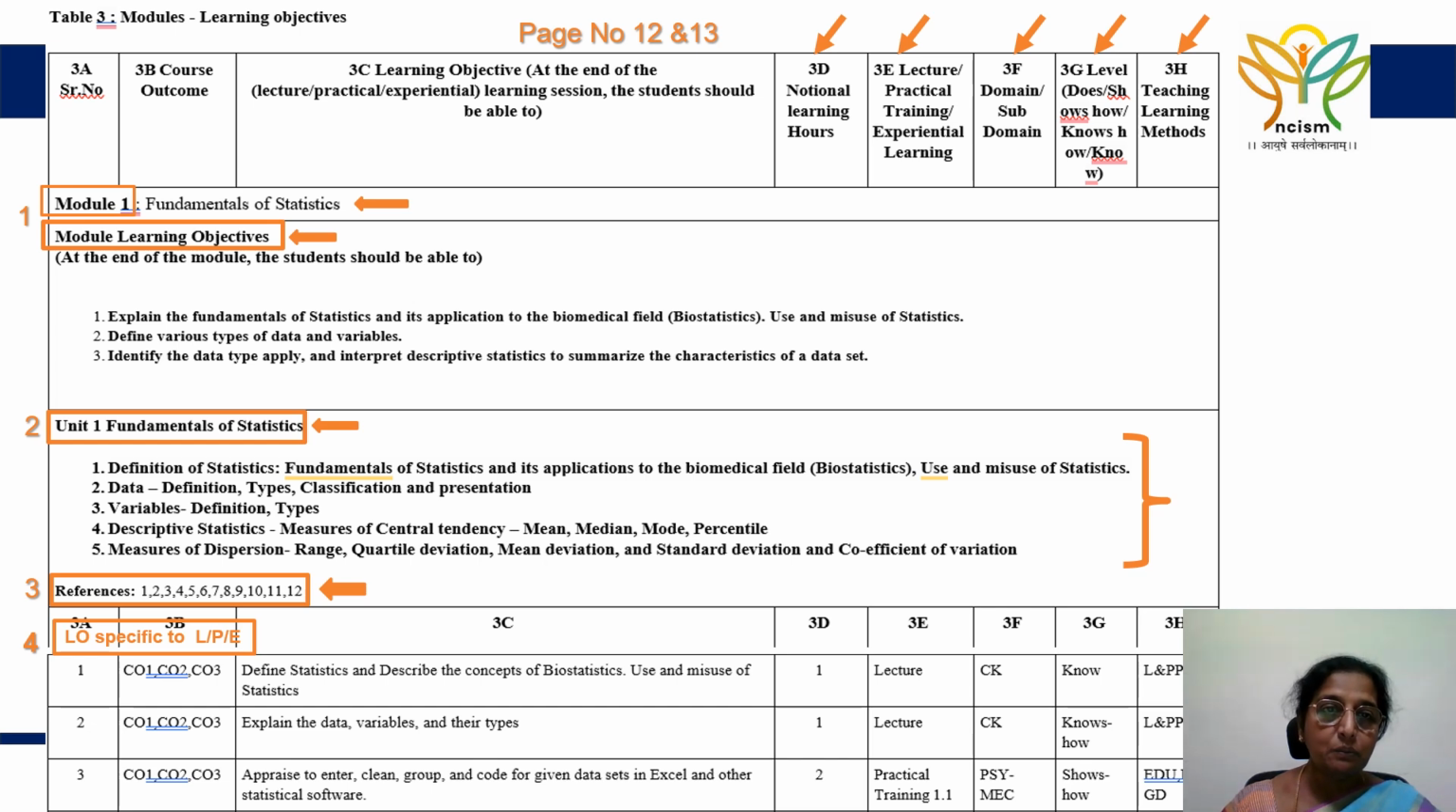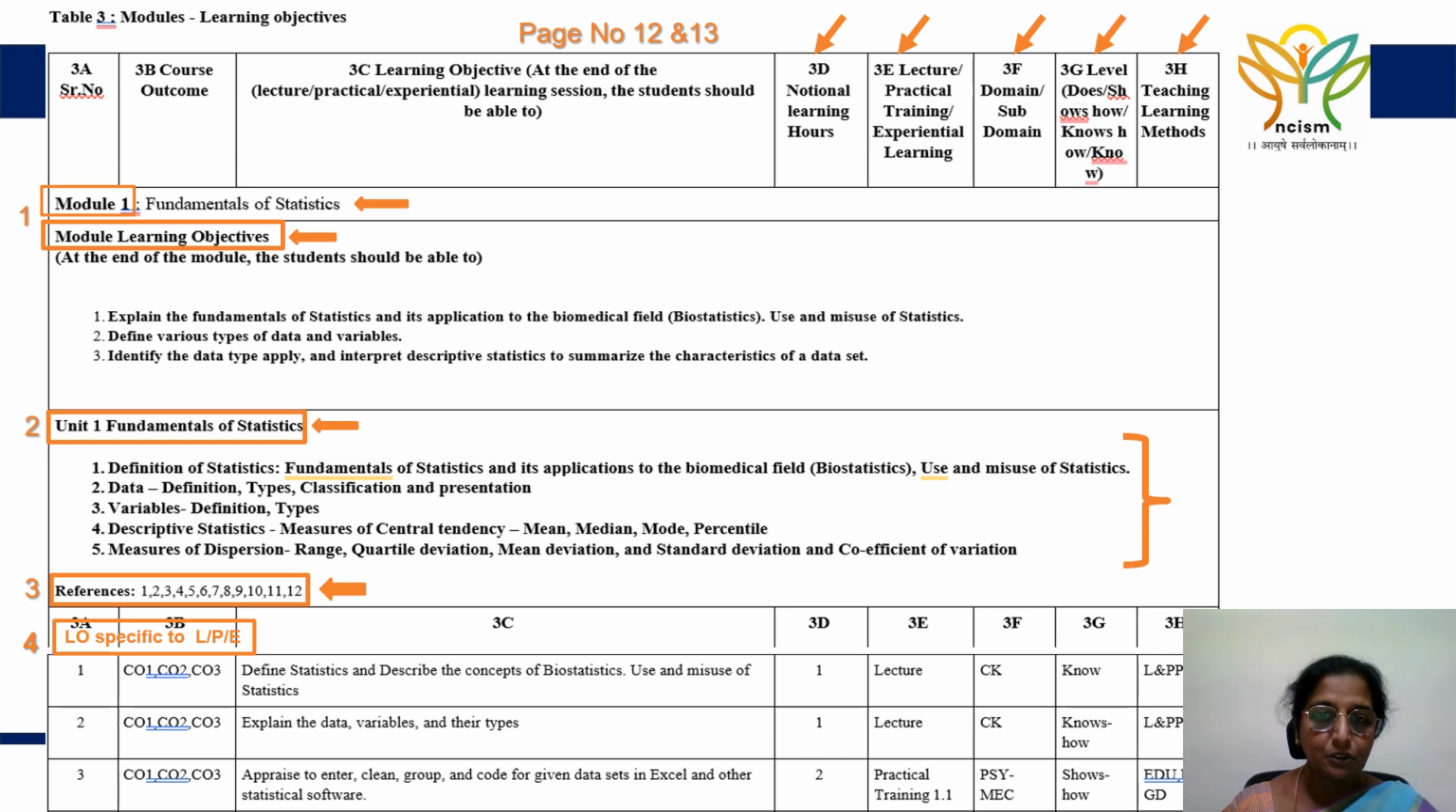Coming to Table 3, Module Learning Objectives, this is available on pages 12 and 13. Here you can see the columns run from 3A to 3H. The 3A column specifies the serial number, 3B shows the course learning outcome, and 3C shows that at the end of the course the students must be able to understand and do the following tasks.